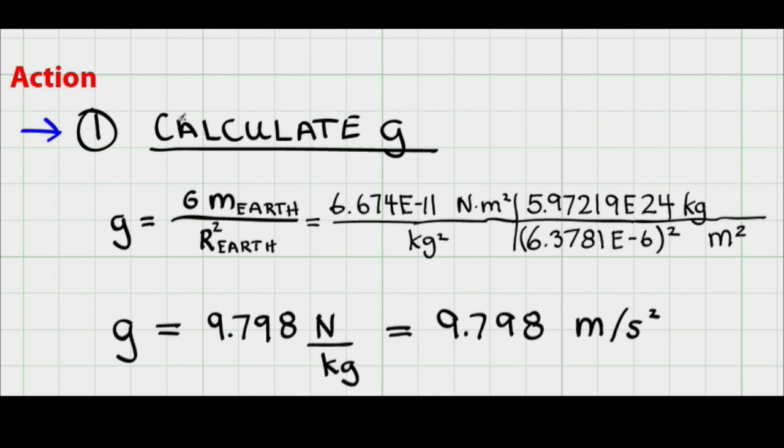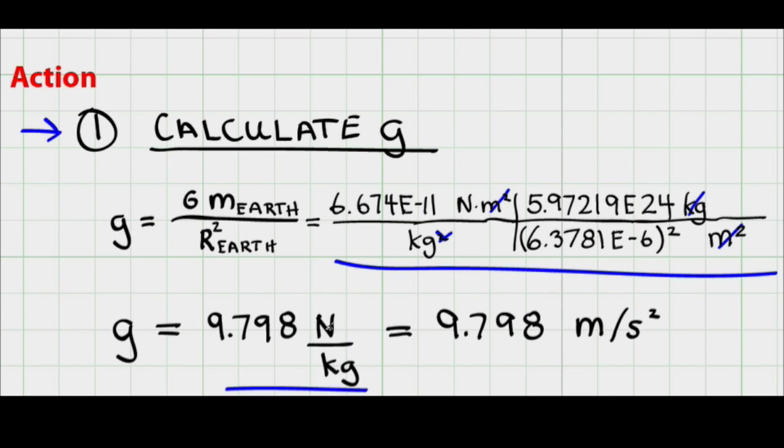Step 1 is to calculate the constant g. g was equal to the constant big G times the mass of the Earth over the radius of the Earth squared. So I put numbers in. Kilograms cancels the squared term. The meter squared cancels. The result is 9.798 newtons per kilogram.